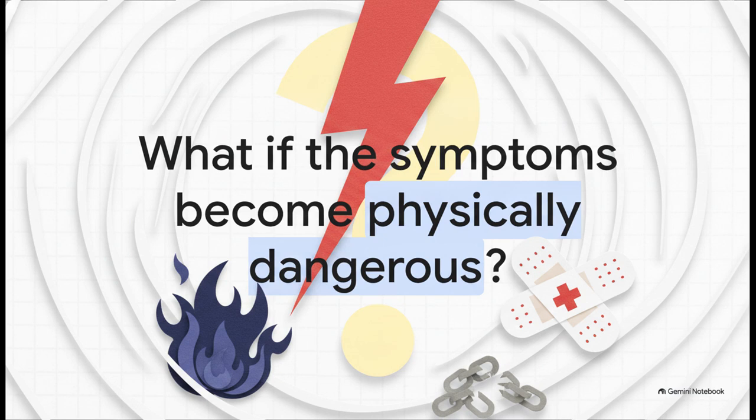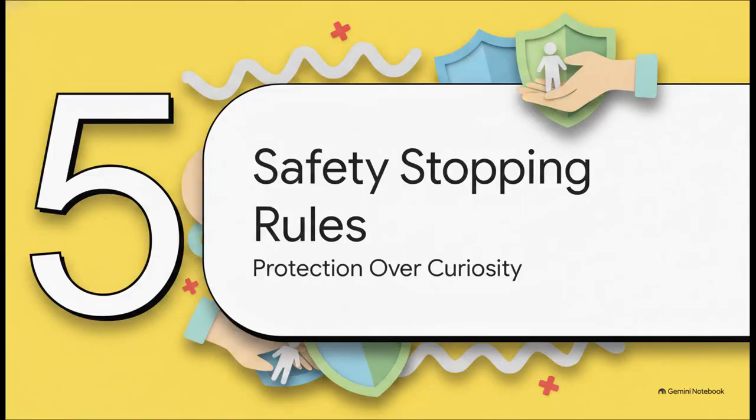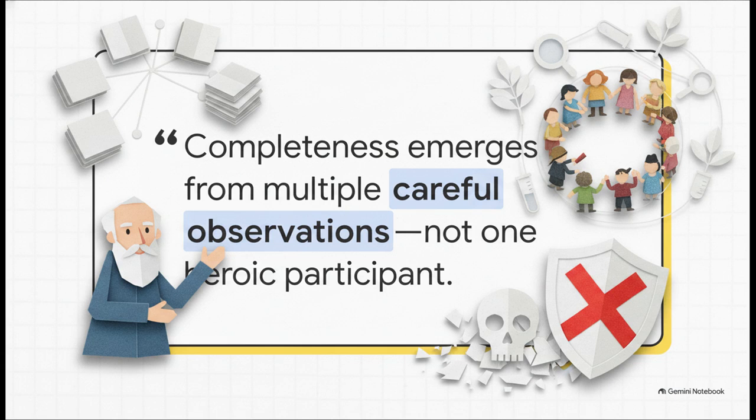But that brings up a pretty intense narrative cliffhanger and a vital question. What happens when the emergence of these detailed symptoms crosses the line and actually becomes physically dangerous for the volunteer? And that leads us perfectly into Section 5, enforcing safety stopping rules, participant protection over curiosity. This is exactly where the duty of the investigator makes a dramatic shift, from methodically gathering data to prioritizing human care above all else. Hahnemann himself explicitly warns us in Aphorism 137 against the reckless pursuit of data.